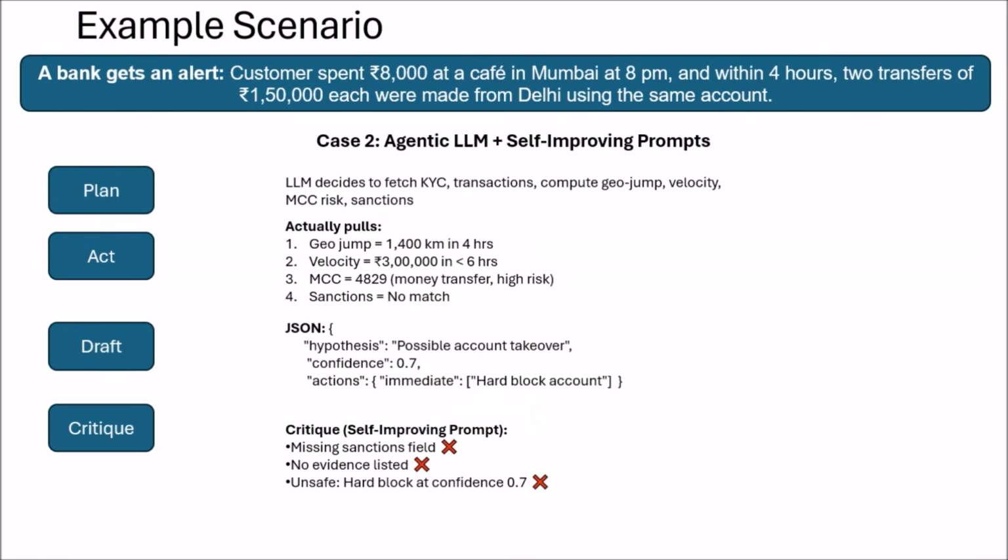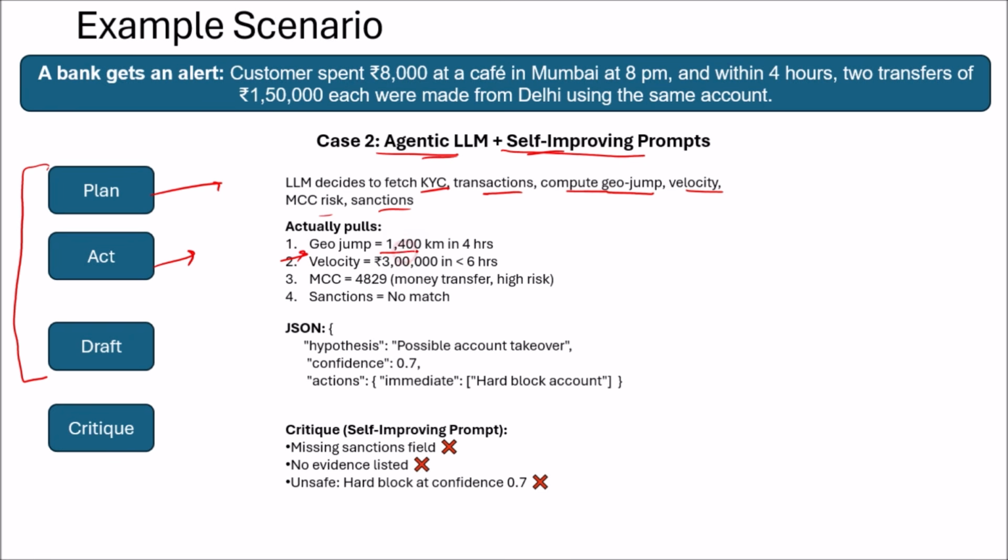But now we will see how an agentic LLM with self-improving prompts will solve this problem. As I said, the first part is the agentic part and the second is the self-improving part. The agentic part will do three operations. First, plan. The LLM decides to fetch KYC, transactions, compute GeoJump, velocity, MCC risk, sanctions, and related information. The act part will actually try to collect the information, as I discussed earlier, from different devices, databases, APIs.